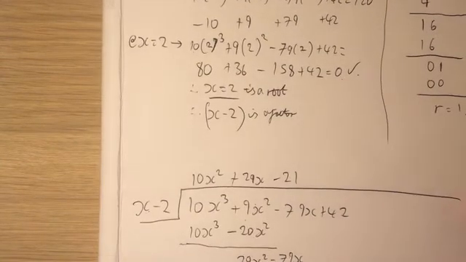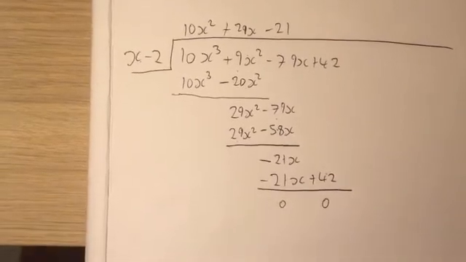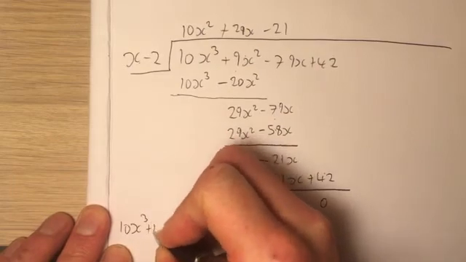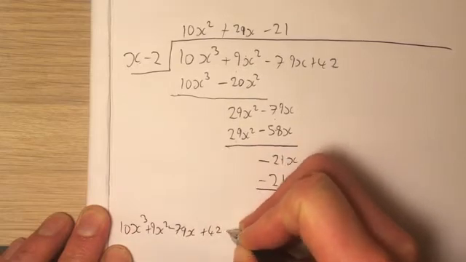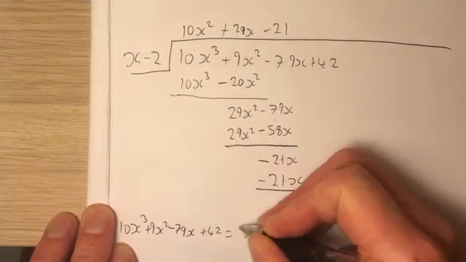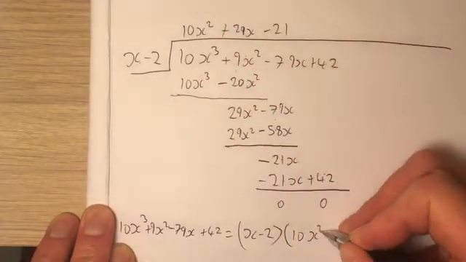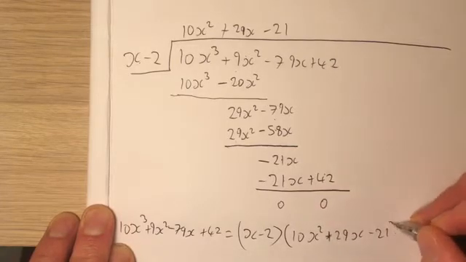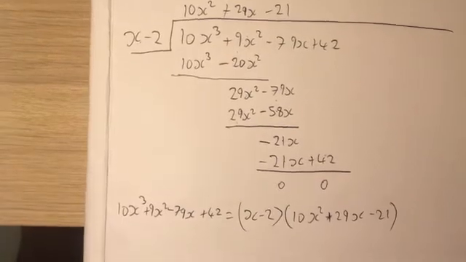Great. What have I done so far? Well, what I've done is I've realized that my first crazy looking equation, which is written here, 10x cubed plus 9x squared minus 79x plus 42 is the same thing as x minus 2, lots of the answer I got here, 10x squared plus 29x minus 21. So now all I have to do is factorize this. Same thing, whichever way you want to call it.